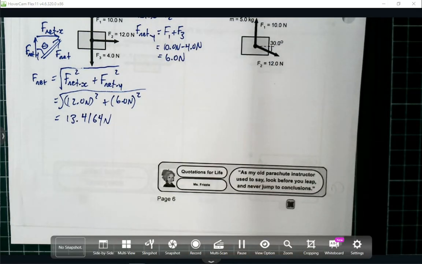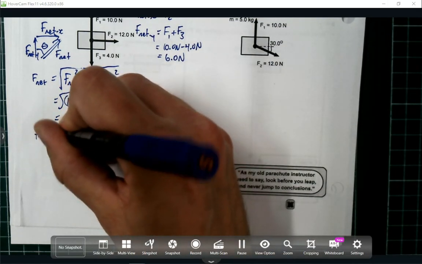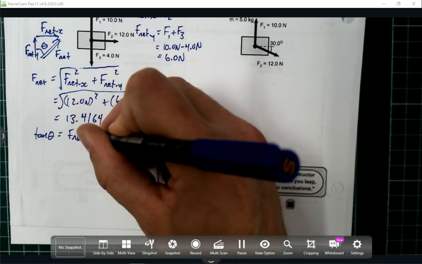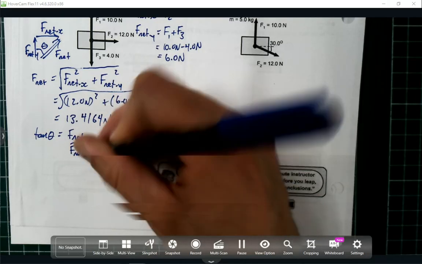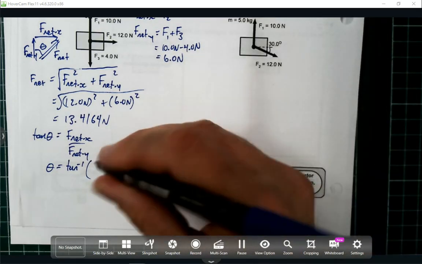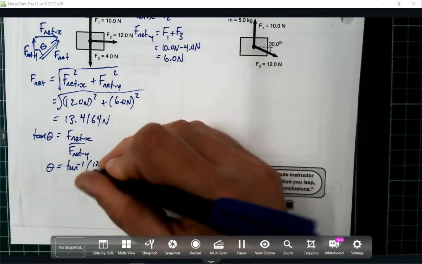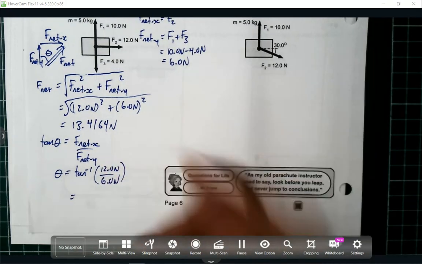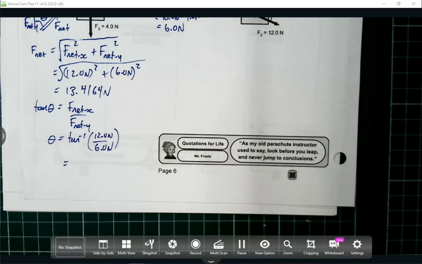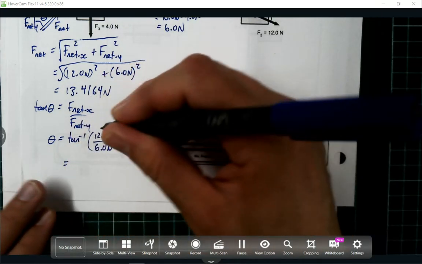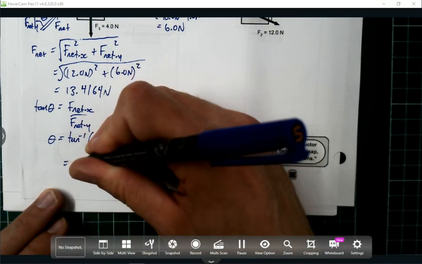All right, newtons. And then I'd say, all right, well, tan theta is going to be the opposite. Again, I like opposite, F next, or F net y. Theta is going to be tan inverse of F net x was the 12, and F net y was the 6.0. So somebody else help me out. What's the angle on this guy? 63 point what? 63.4. Okay.